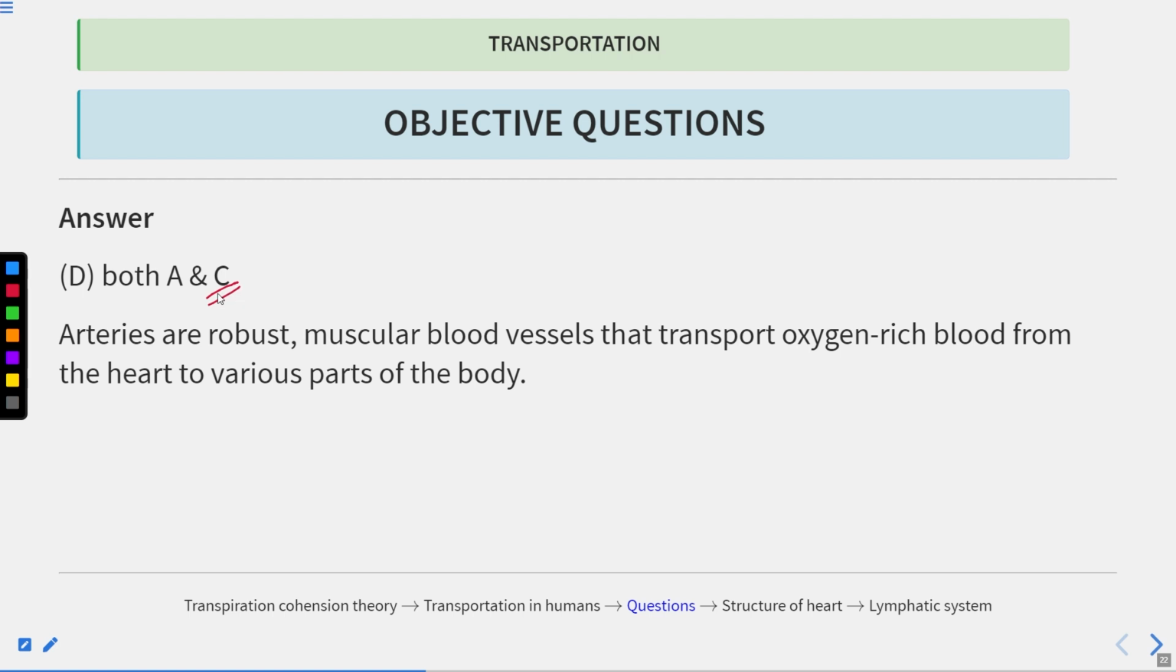Now arteries, you know what arteries are? Arteries are the robust muscular blood vessels that transport oxygen-rich blood from the heart to the various parts of the body. That's why option D, both A and C, is correct. So arteries are involved in the transport of the oxygenated blood, and they carry blood from the heart to the various parts of the body.